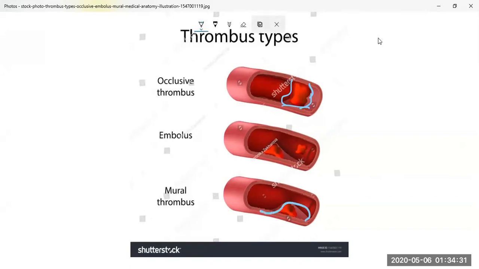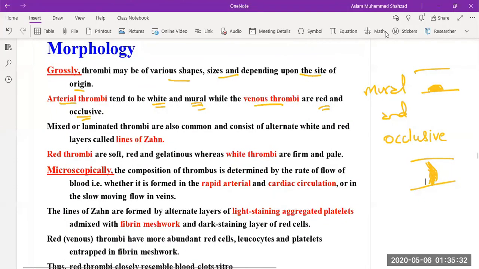When we talk about an embolus, it means there is a thrombus, and a small section has been removed from the mural thrombus, or thrombus along the wall, and then that embolus will travel. If it goes to your lungs, it can cause pulmonary embolism. So there are three types of thrombus formation: one is occlusive, second is embolus, and third is mural. So when we talk about gross morphology, arterial will be white and mural, whereas venous will be red and occlusive.